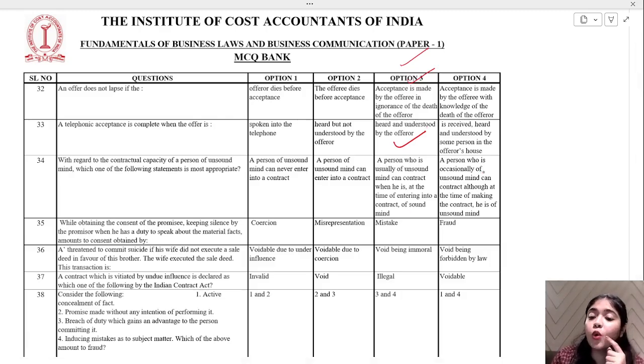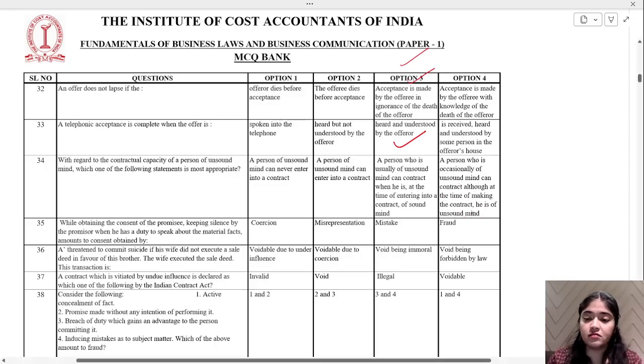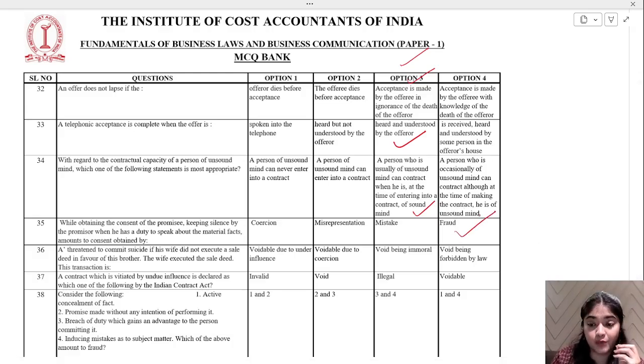A person who is occasionally of unsound mind can contract although at the time of making the contract he is of unsound mind. This will not work, right? So option C, number 3, is the correct one. Now, while obtaining consent of the promisee, keeping silence by the promisor when he has a duty to speak about material facts amounts to consent obtained by coercion, misrepresentation, mistake, or fraud. You are keeping quiet when you have to disclose the facts. That means you're doing fraud over here.